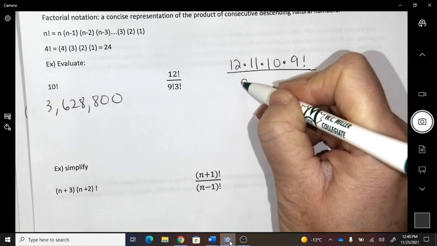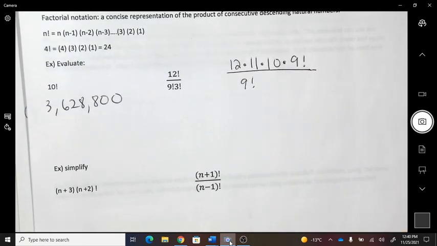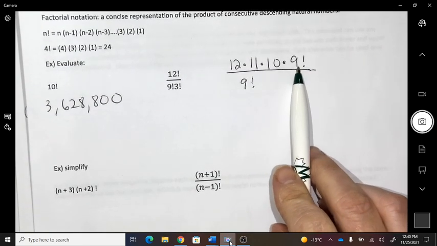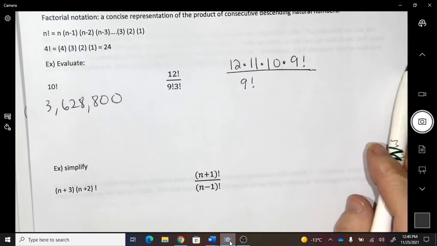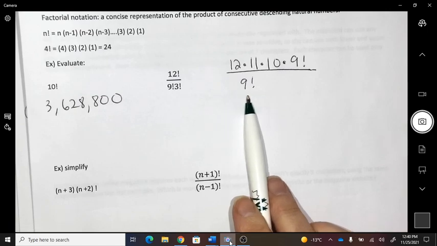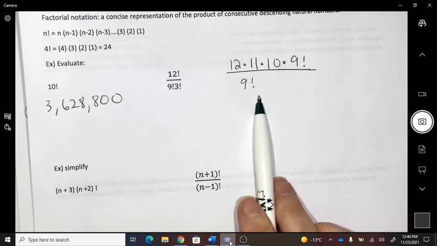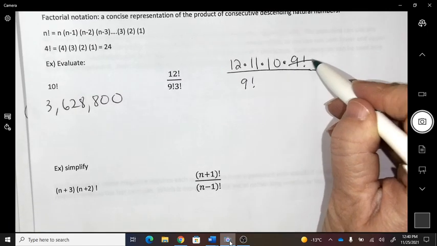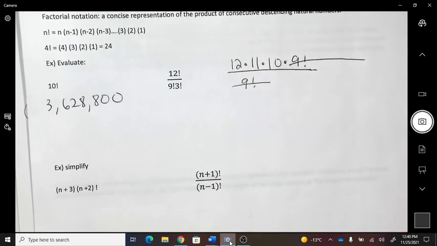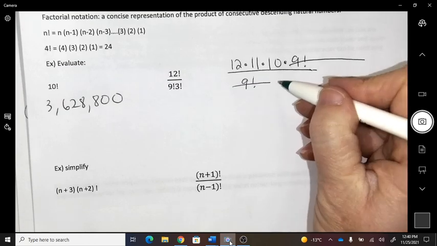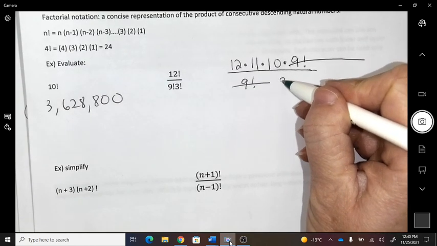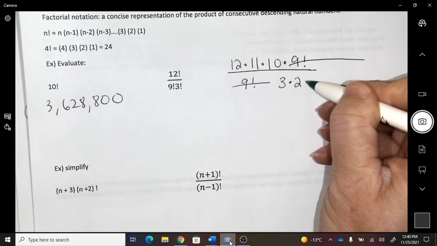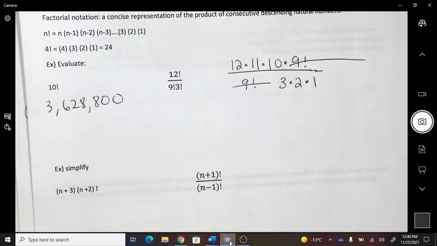Because what happens, everything from here on out, 9, 8, 7, 6, 5, 4, 3, 2, 1, and on here, do you understand that they would cancel? So like that whole thing and that whole thing would cancel. But I still have a 3 factorial yet. So how do I do 3 factorial? 3 times 2 times 1.